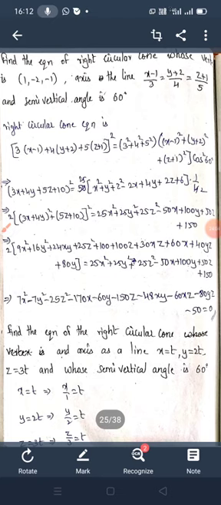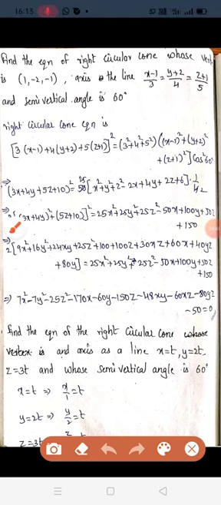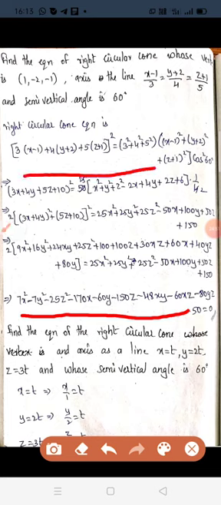Right, what is the formula for the right circular cone? Simply, whenever the axis line is given, we have the formula: [3(x-1) + 4(y+2) + 5(z+1)]² = [(x-1)² + (y+2)² + (z+1)²] (3² + 4² + 5²) cos² 60. Now on simplification of this, we get the answer. It is a clear formula, right?